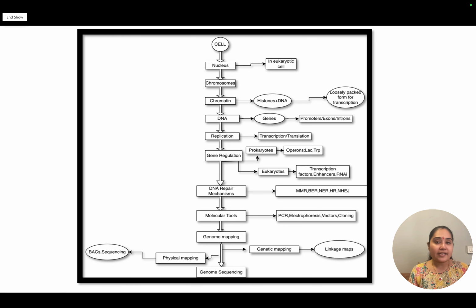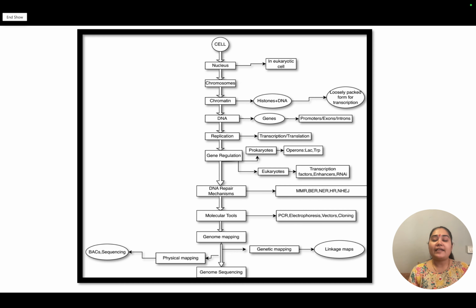Chromatin, that is a thread-like structure, is made up of histone proteins and DNA. DNA is a loosely packed form used for transcription. Now, DNA, that is our genetic material. Then we can see the genes part, and then the genes have promoters, exons, and the intron part. The chromosome has a point known as the locus where we can find the genes.